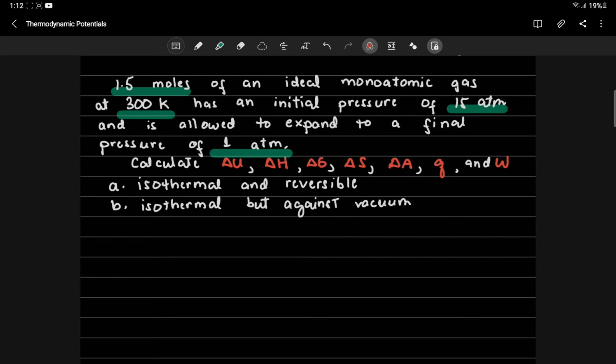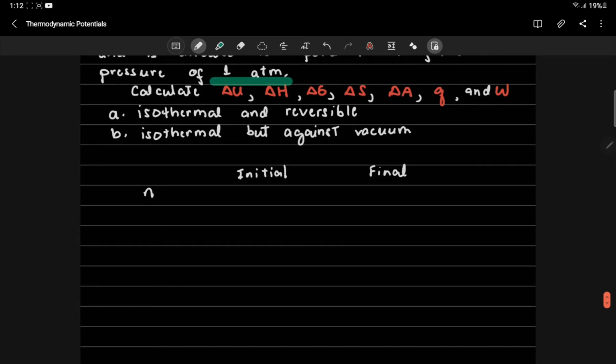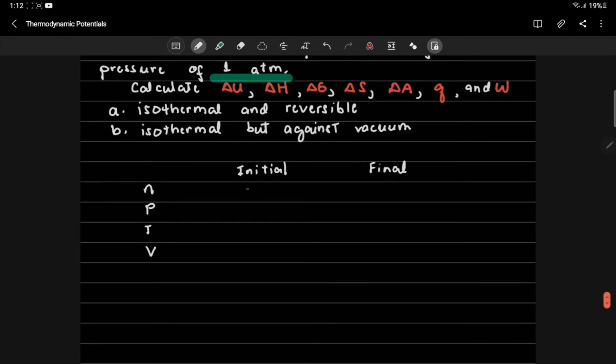So what we will do first is we will tabulate the given condition. So initial tsaka final. So you have initial versus final condition, and I'm talking about the number of moles, pressure, temperature, and volume. So for the number of moles, constant yan, 1.5 moles, initial and final, conservation of mass yan. Pressure is 15 atmospheres initially, pero gusto natin siyang expand to 1 atmosphere. Temperature is constant, 300 Kelvin, 300 Kelvin.